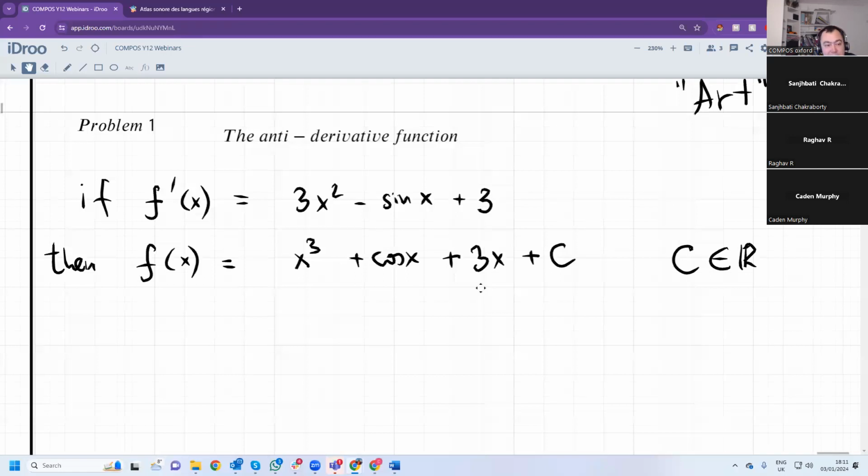Does everything make sense up to this point? Is there anyone here who doesn't understand what I just did? Don't be shy.